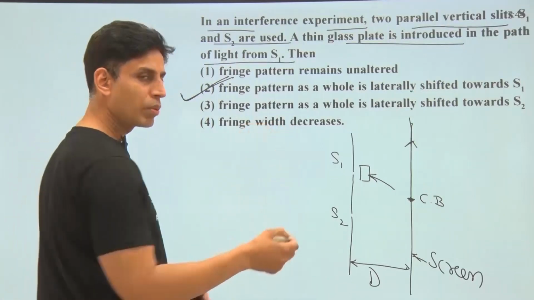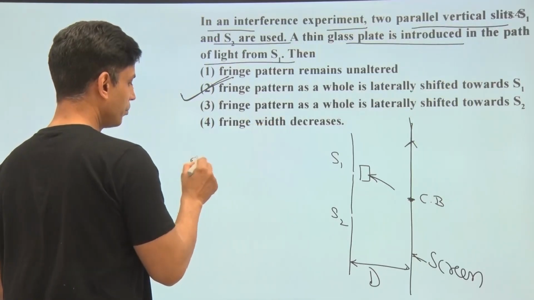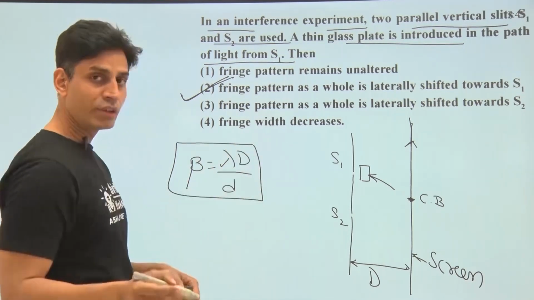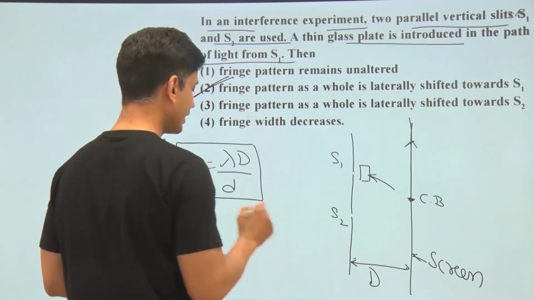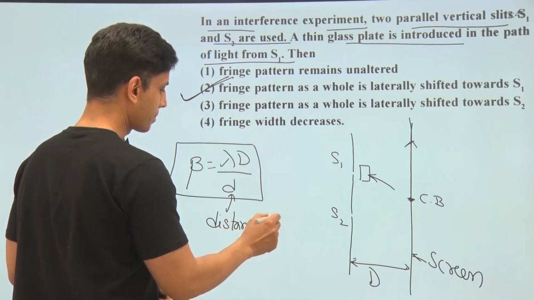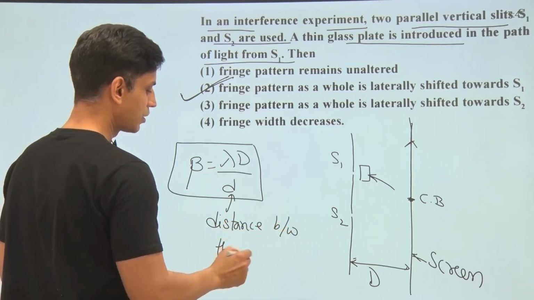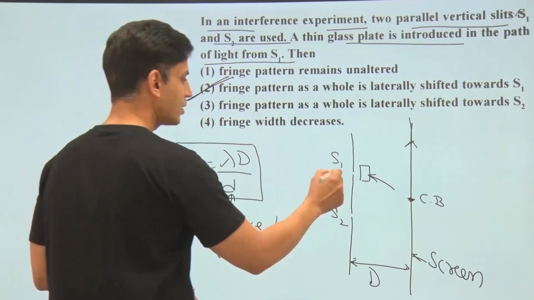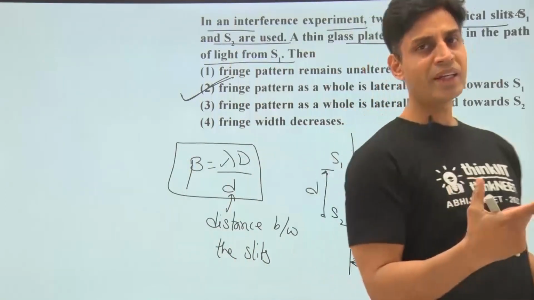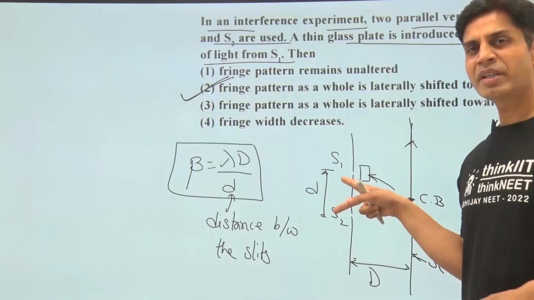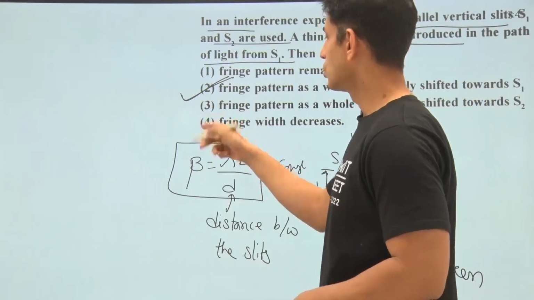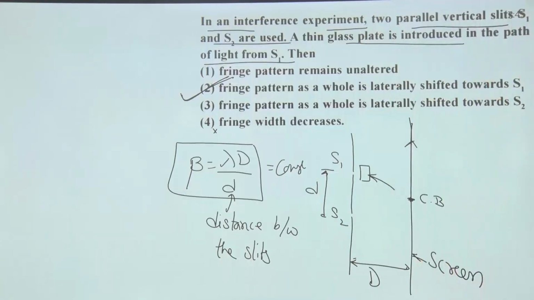Now let's discuss option number 4 also. Fringe width beta is equal to lambda D by d. Lambda is the wavelength of the light used, D is the distance between the slit and the screen, and small d is the distance between the slits. As the distance between the slits remains unchanged, because placing a glass plate in front of S1 does not change this distance, beta will remain constant. This is wrong. So option number 2 is the correct answer.